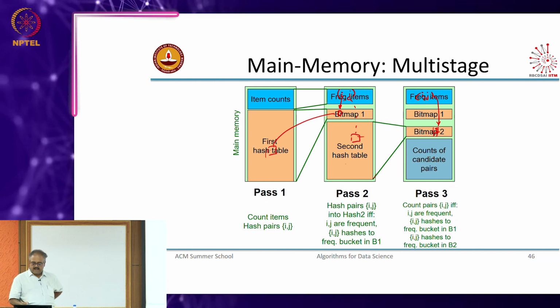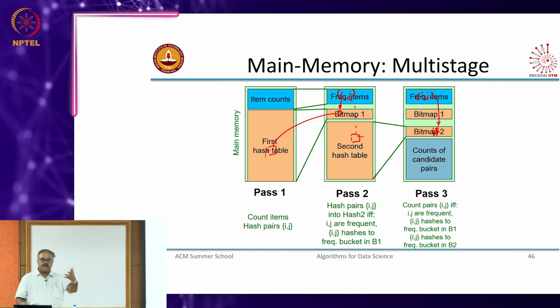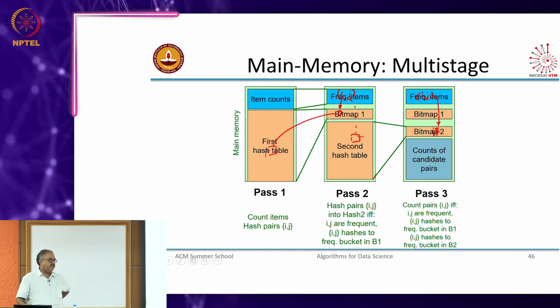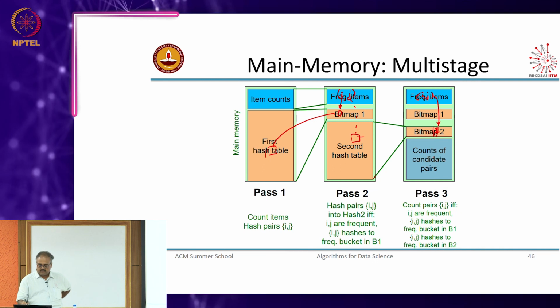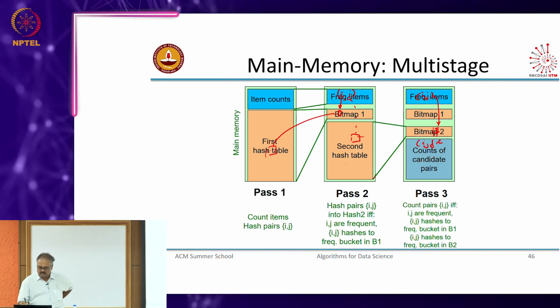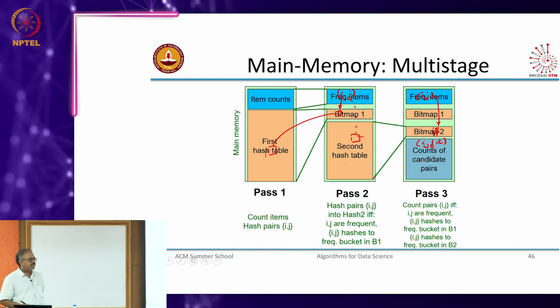Okay. If this bucket has a 1, in our modified algorithm, we will declare this ij to be a candidate frequent pair, and then we will start counting that ij here. So we will make an entry for ij comma count and start counting that here.